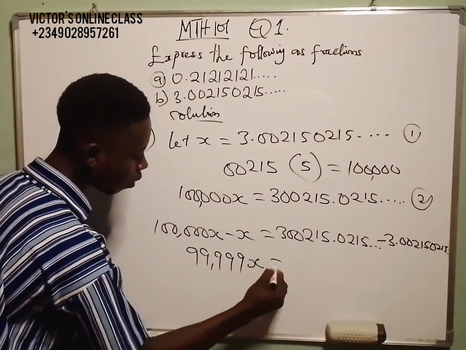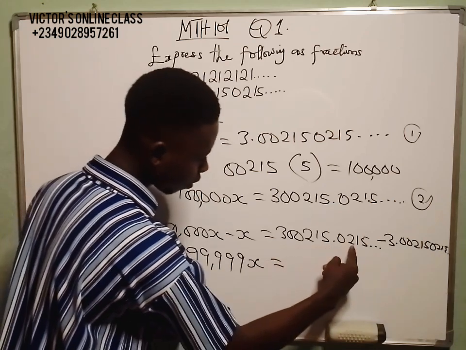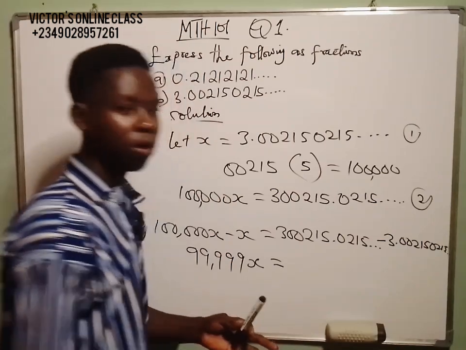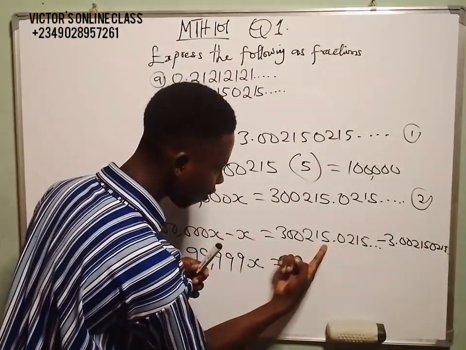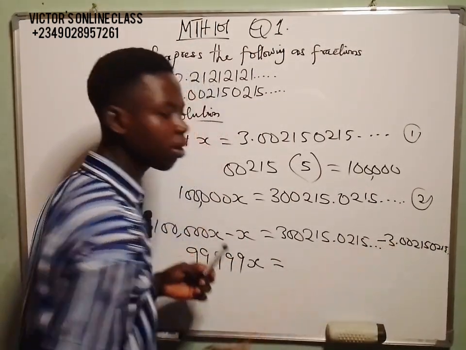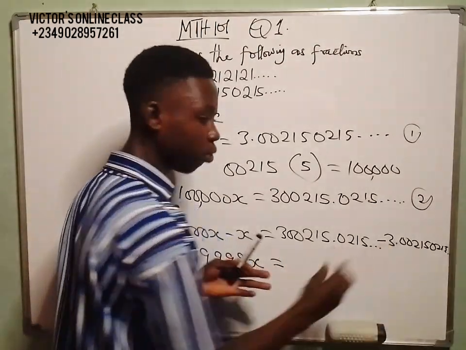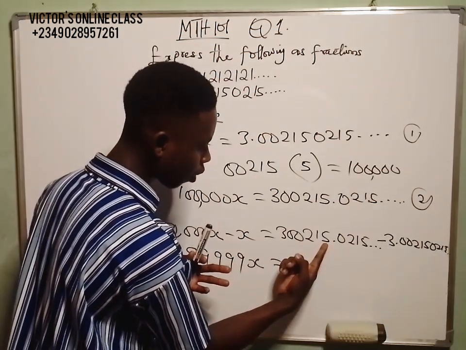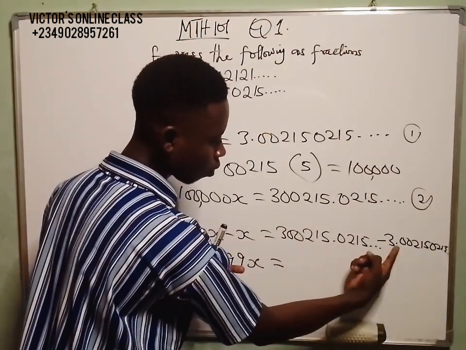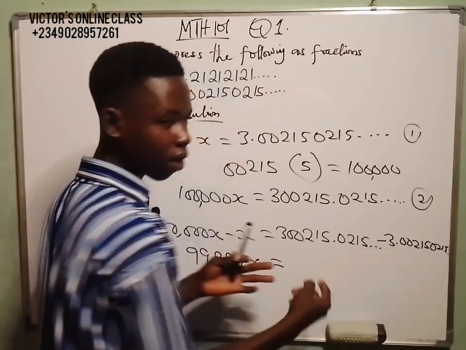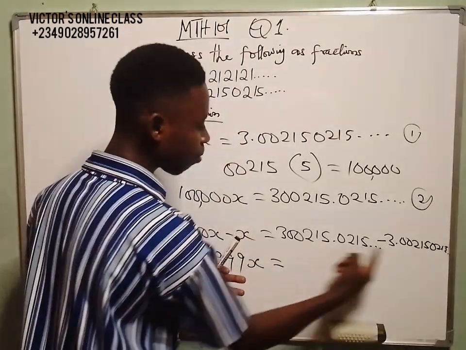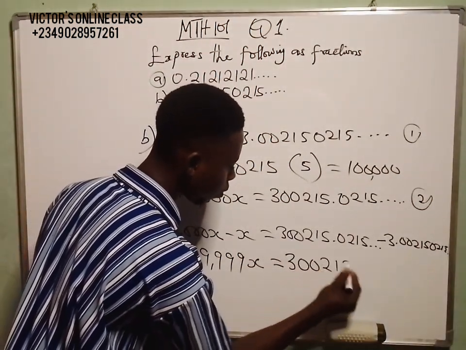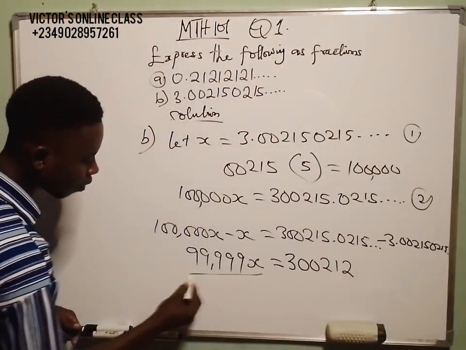you are having 99,999x equal to, when you subtract this, don't forget this and this are already gone, so what you will be subtracting is 5 minus 3. If you have your calculator, you can do it, but the main point you take is the last digit of this is 5 and the last digit of this one is 5. Don't forget that they have the same decimal values. Now you just say 5 minus 3, you are having 2, which is 300,212.